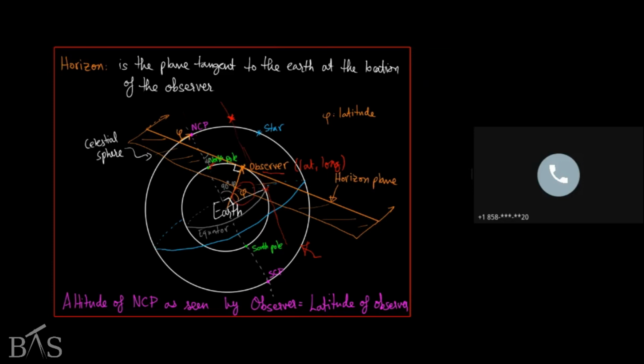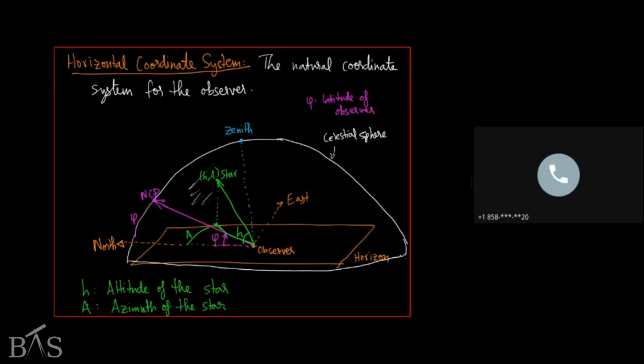So for example, in Bangalore, you will see the north pole is 13 degrees above the horizon. The pole star is 13 degrees above the horizon. Whereas for us, the pole star here in California is about 38 degrees above the horizon. Okay, so we'll keep coming back to this idea too. So even if you didn't understand the derivation, remember this punchline.